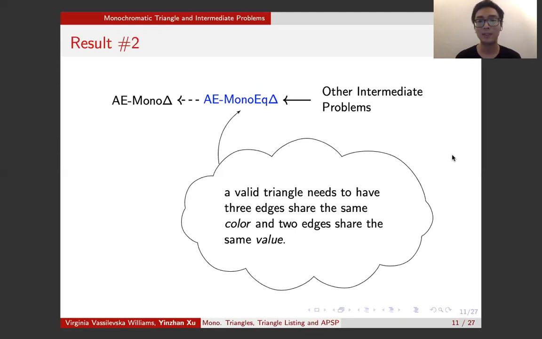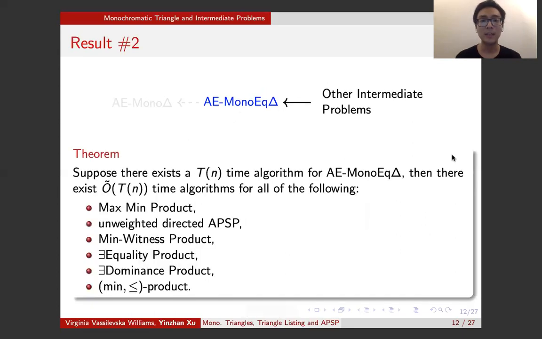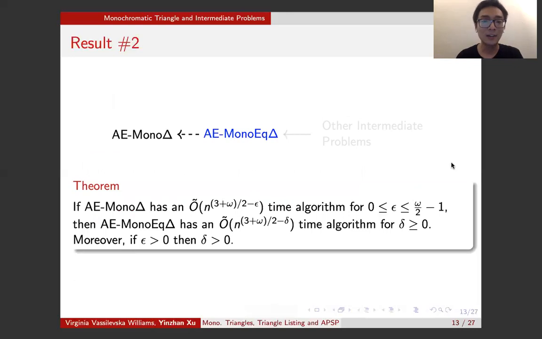So as you can see, this problem is harder than all-address monochromatic triangle. Let me first explain this arrow. We show that if there exists a Tn time algorithm for all-address monochromatic equality triangle, then there also exist O tilde Tn time algorithms for all of the following intermediate problems, including the maximum product problem and the unweighted directed APSP problem we mentioned. The other arrow, which is a dashed arrow in the figure, is not as clear as this reduction.